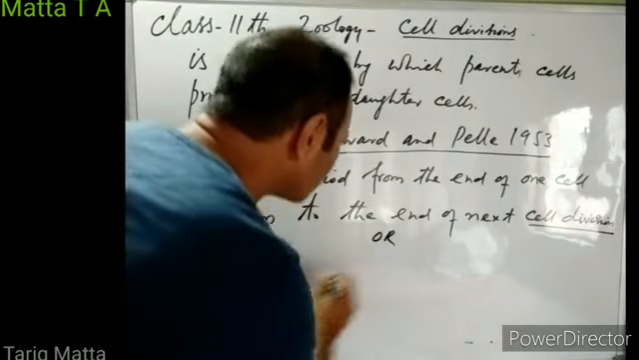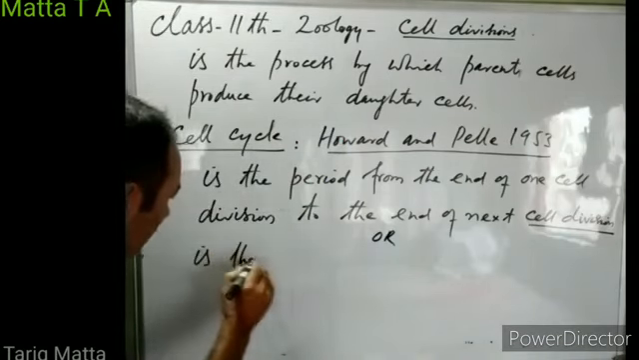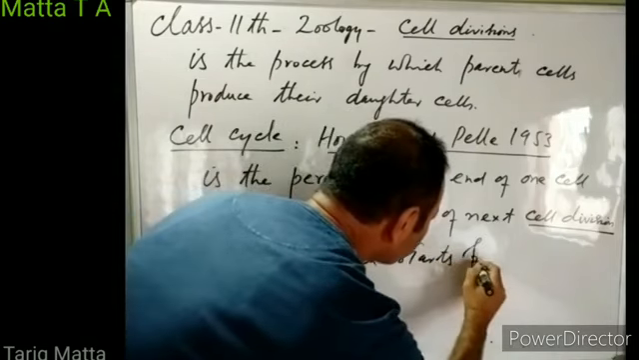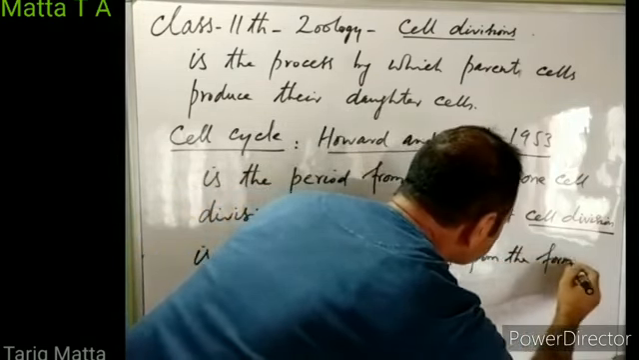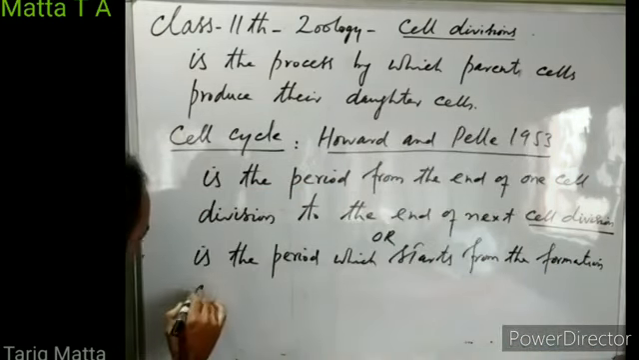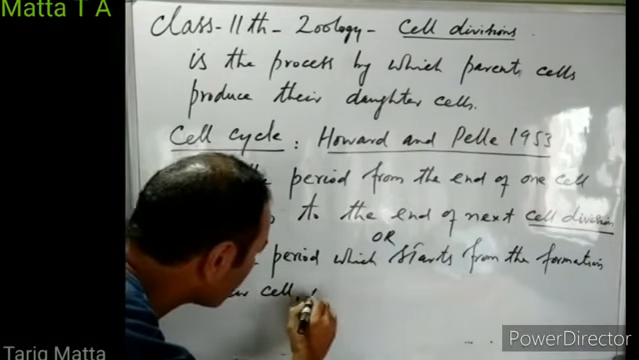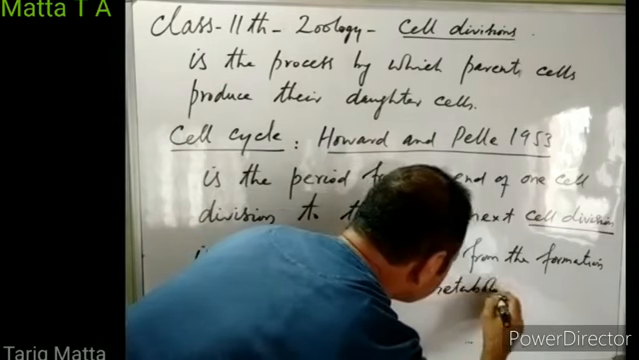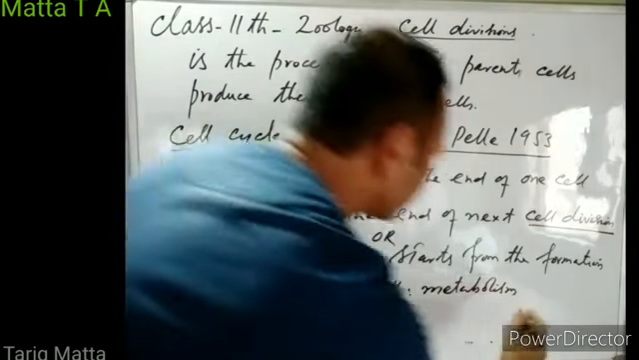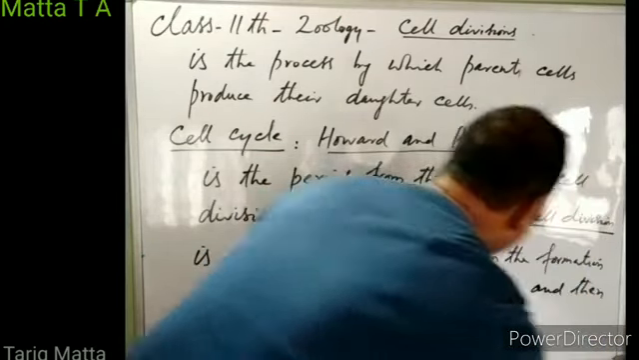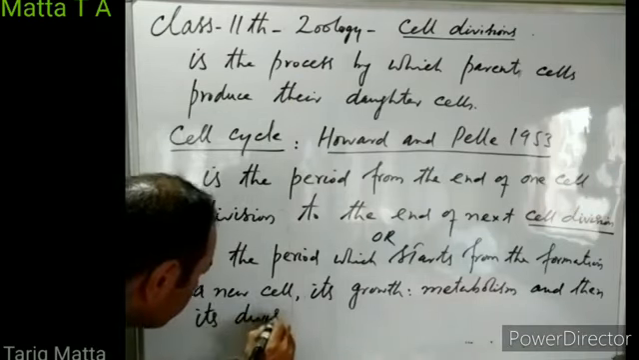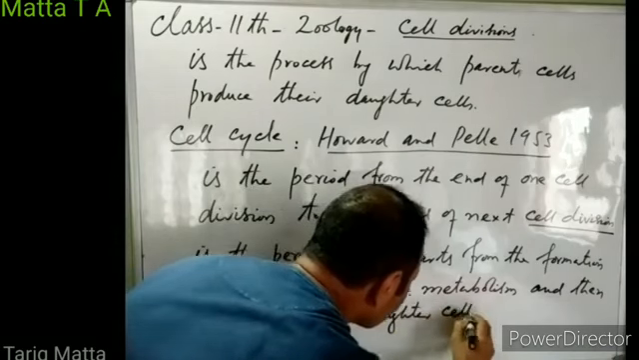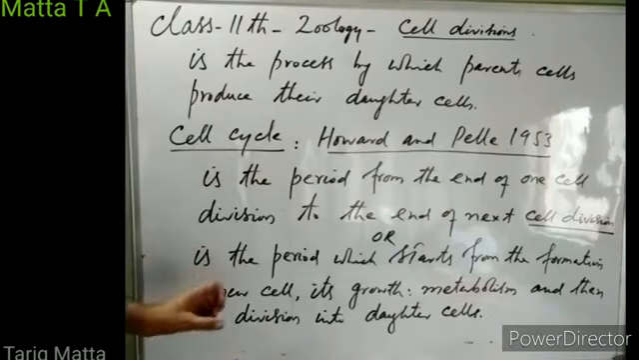Or we may also say it like this: the cell cycle is the period which starts from the formation of a new cell, its growth, metabolism, and then its division into daughter cells. So this may be another definition of the cell cycle.